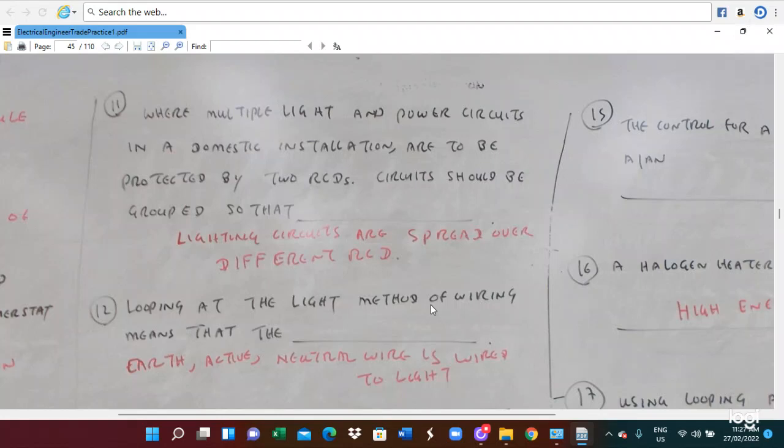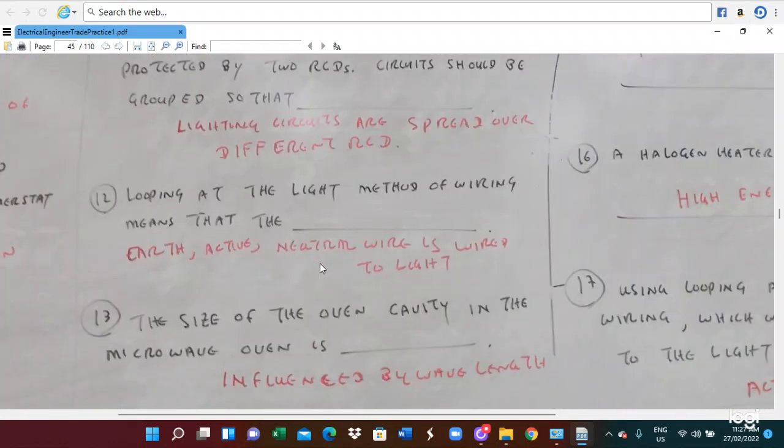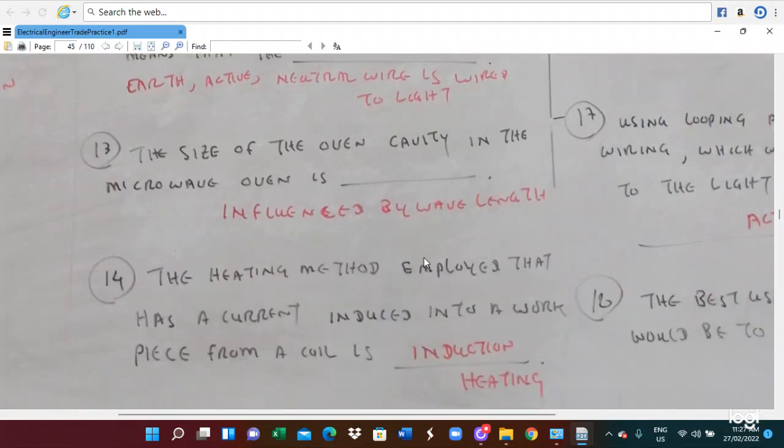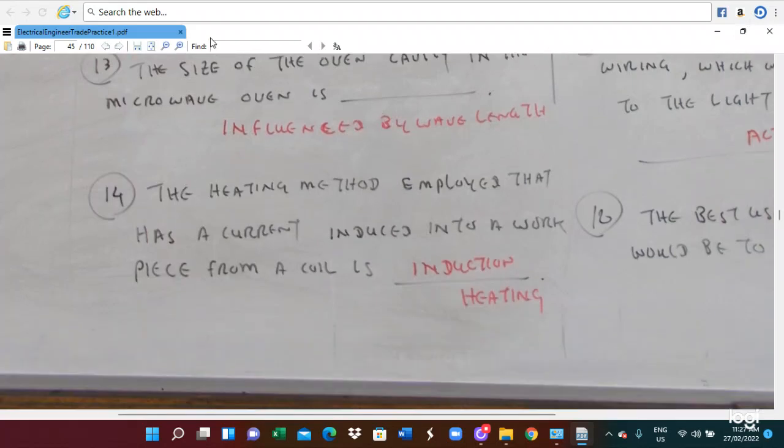While the multiple light and power circuits in a domestic installation are to be protected by two RCDs, circuits should be grouped so that the lighting circuits are spread over the different RCDs. Looking at the loop at the light method of wiring means that the active and neutral wires are wired to the light. The size of the oven cavity in a microwave oven is influenced by the wavelength. The method implied where a current is induced into the workpiece is induction heating.